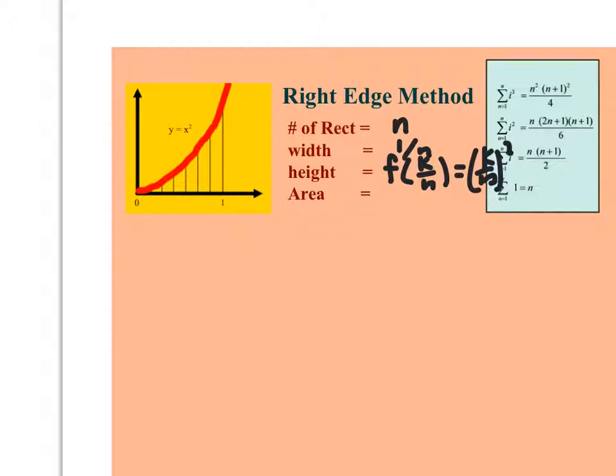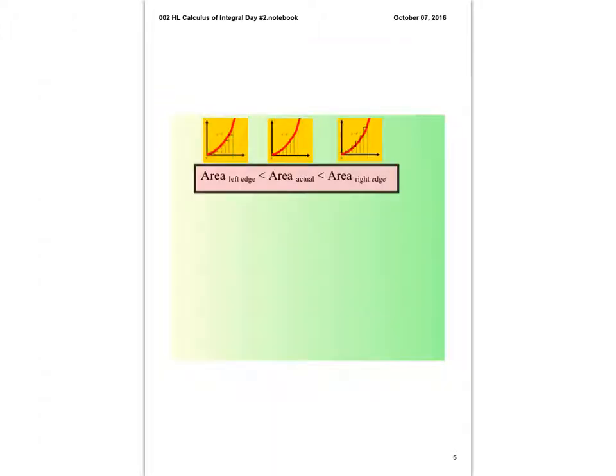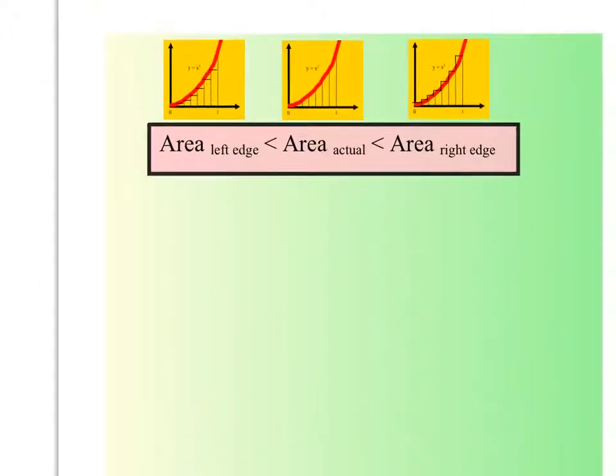That's an n. Okay, so our area function from 0 to 1 will be the sum from k equals 1 to n of our heights, which would be k over n squared, times our widths, which is 1 over n, and the limit of that as n goes to infinity. All right, so let's attempt one on the page after this one.